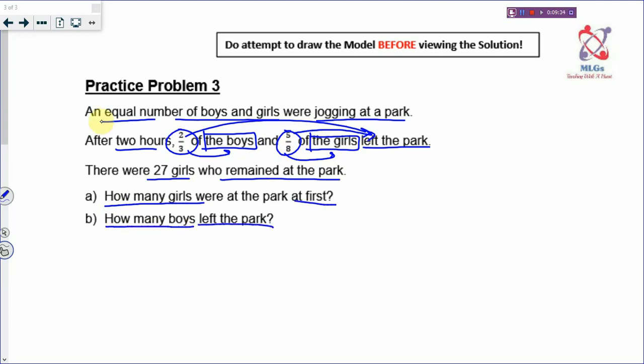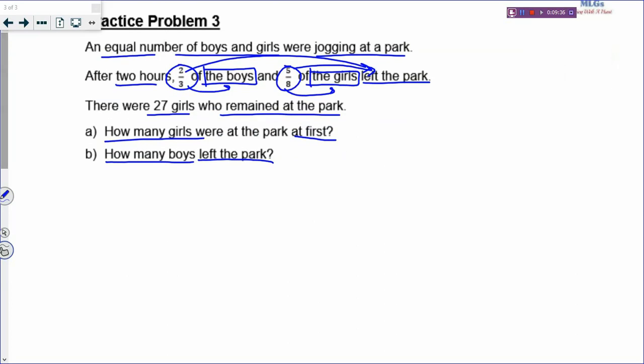Alright, so let's draw the model, which is not quite hard. When you see equal number of boys and girls were jogging, the equal concept. So what do you start with?